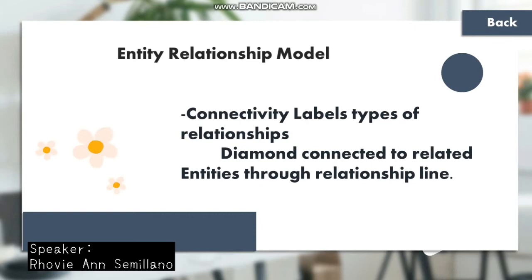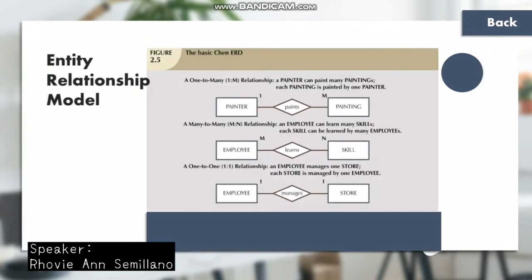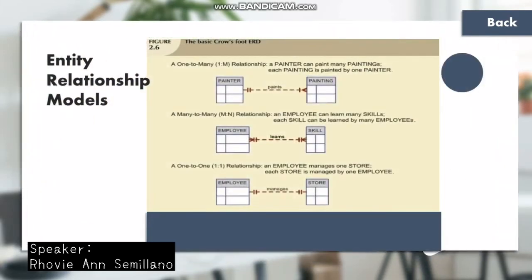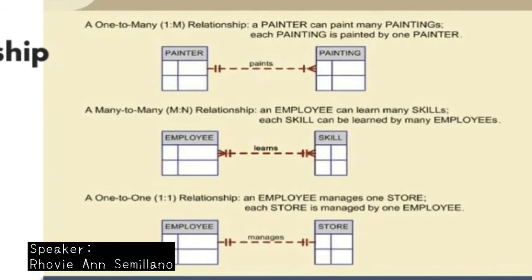Connectivity labels types of relationships. A diamond is connected to related entities through a relationship line. So, these are examples of an ERD model. And this is the combination. As you can see, we use the components of the data model, and these are the entity, relationship, and the cardinality.